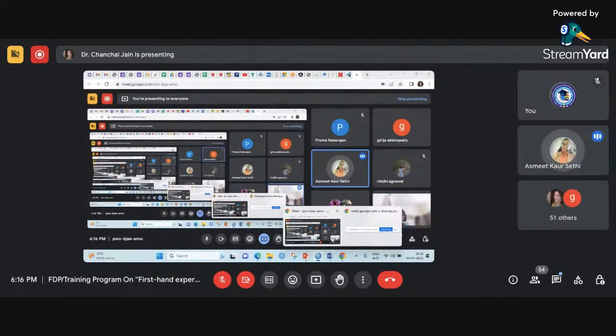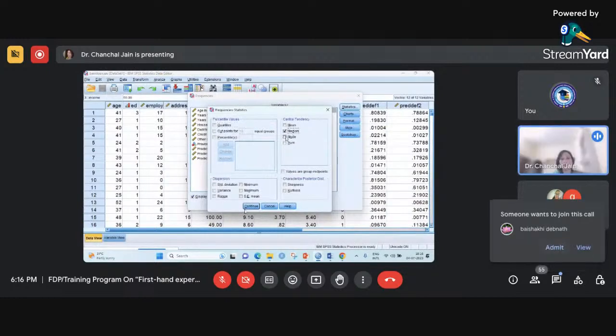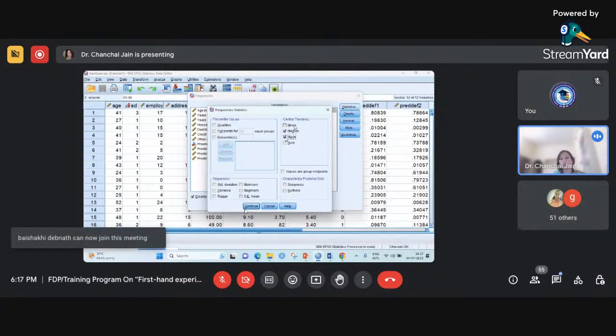If it is ordinal, then we'll do median. Yes, either median or mode can be the suitable descriptive statistics. Mean is not at all suitable in case of an ordinal scale variable, because we know this.